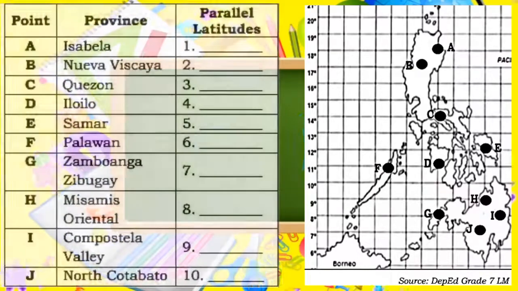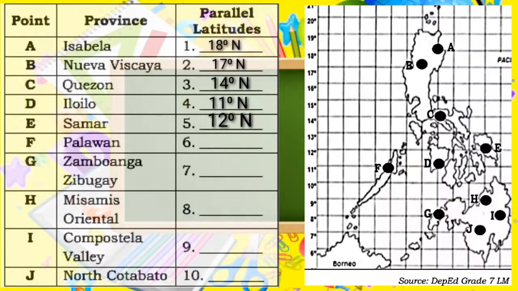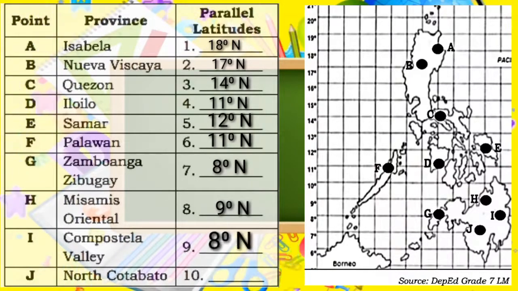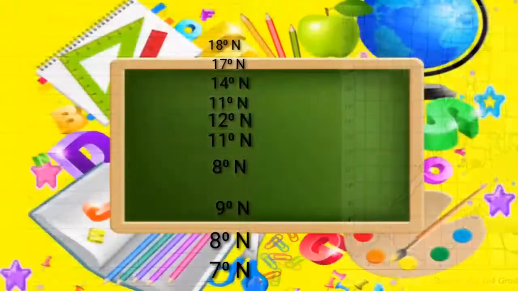Here are the answers. Isabela, 18 degrees north. Nueva Vizcaya, 17 degrees north. Quezon, 14 degrees north. Iloilo, 11 degrees north. Samar, 12 degrees north. Palawan, 11 degrees north. Zamboanga, 8 degrees north. Misamis Oriental, 9 degrees north. Compostela Valley, 8 degrees north. And North Cotabato, 7 degrees north.